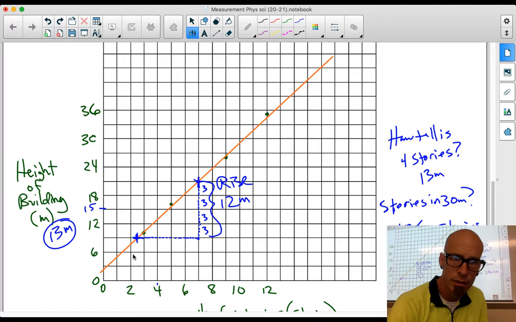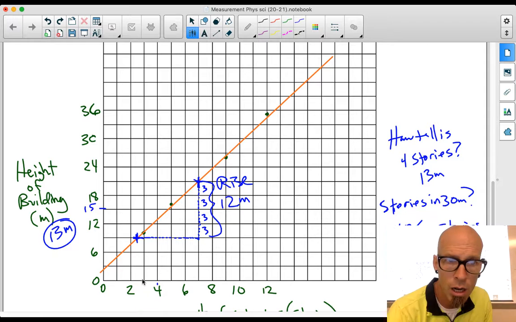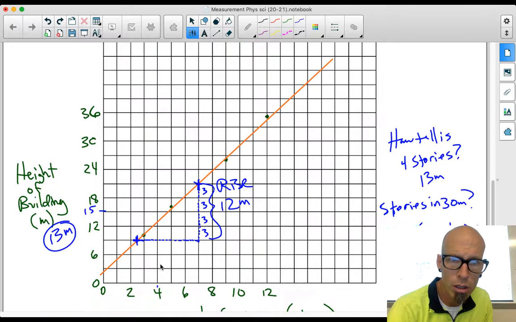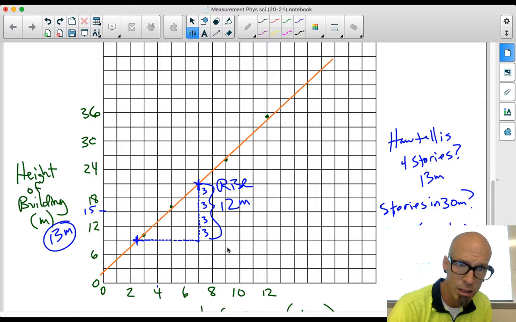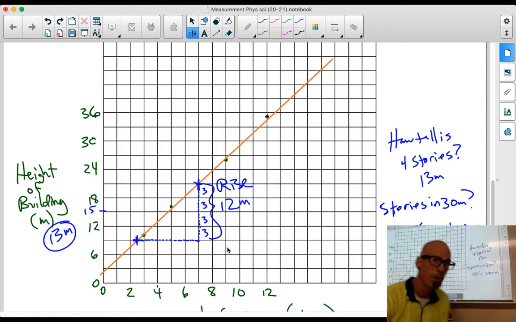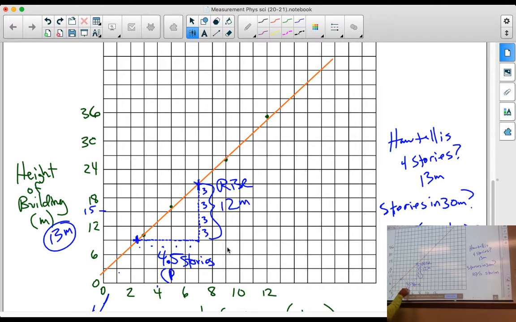My run, now I did go by 1s on the stories axis. I did go by 1s. So since I went by 1s here, I can count by 1s, and that's okay. You count by whatever the interval is that you used. So I went 1, 2, 3, 4, and a half. Again, I had a half box here. 1, 2, 3, 4, and a half. 4.5 stories. That's my run, okay? So now what do I do with that?